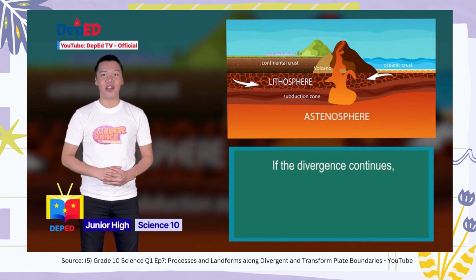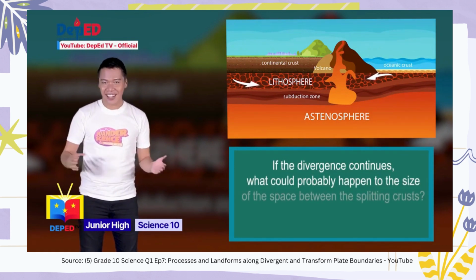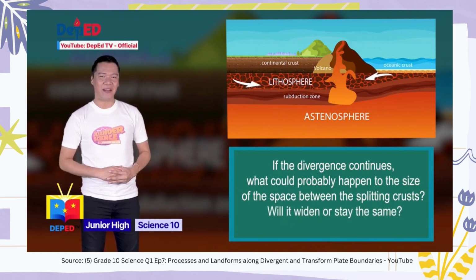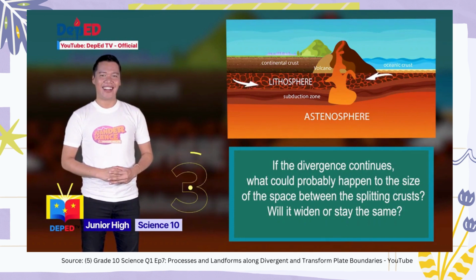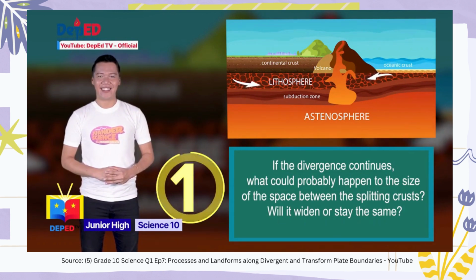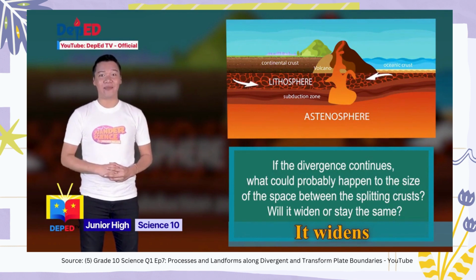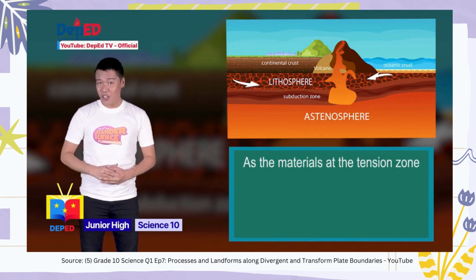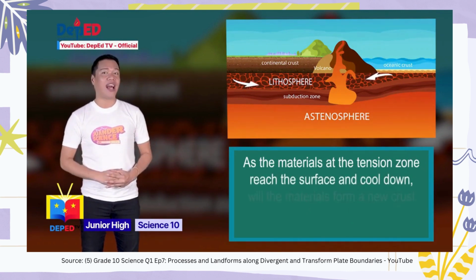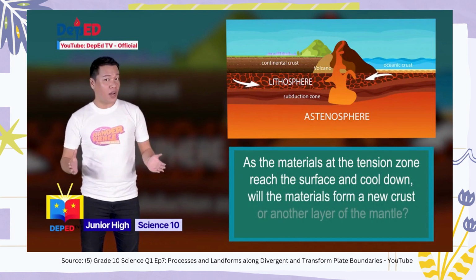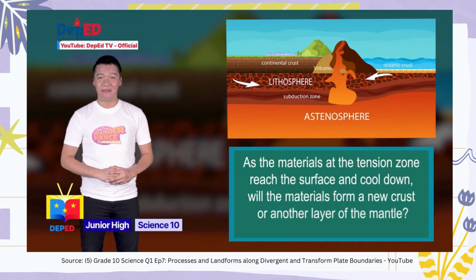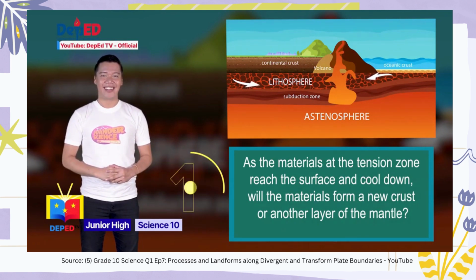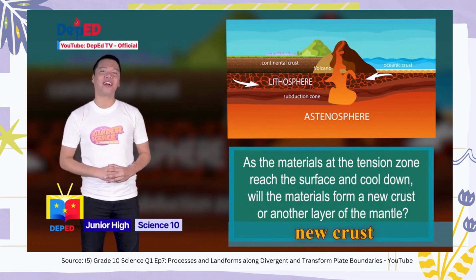Third question. If the divergence continues, what could probably happen to the size of the space between the splitting crust? Will it widen or stay the same? The answer is, it widens. And finally, the fourth question. As the materials at the tension zone reach the surface and cool down, will the materials form a new crust or another layer of the mantle? The answer is new crust.